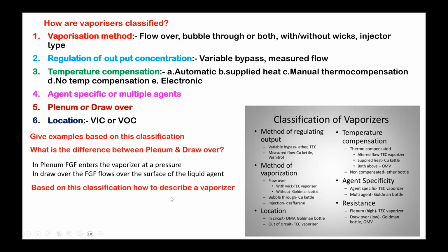And based on this classification, whenever you want to describe a vaporizer, how should you describe it? You should say concentration calibrated, plenum type with variable bypass, flow over with wicks, temperature compensated, out of circuit, and agent specific. So whenever a description is asked for, you must include all the 6 features of the vaporizer to describe it. This is how the vaporizer should be described.